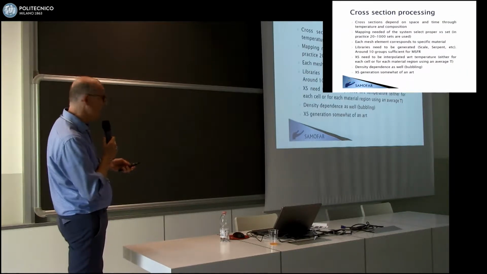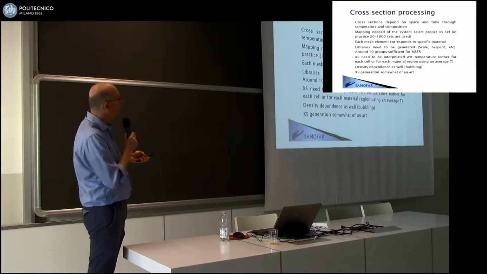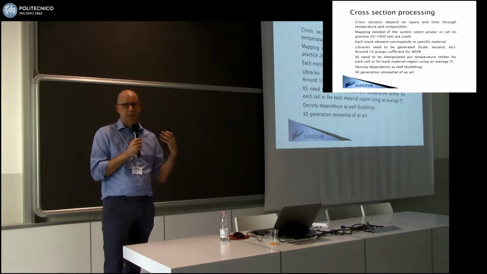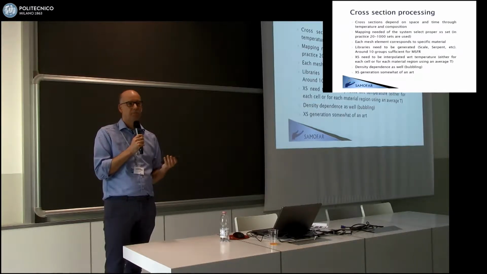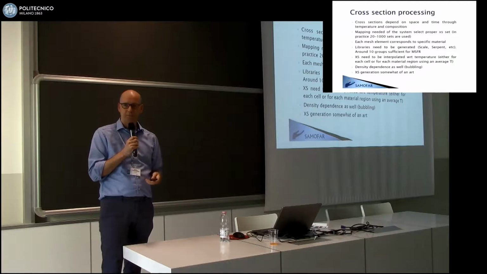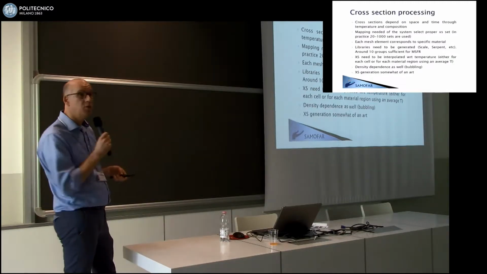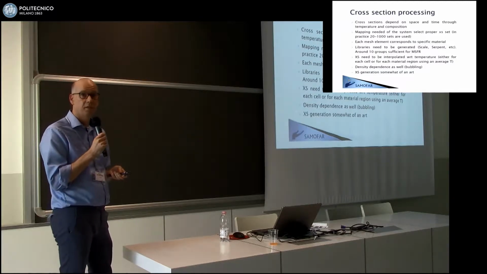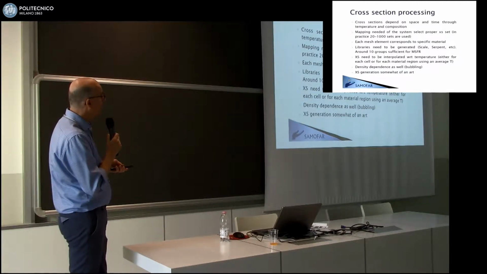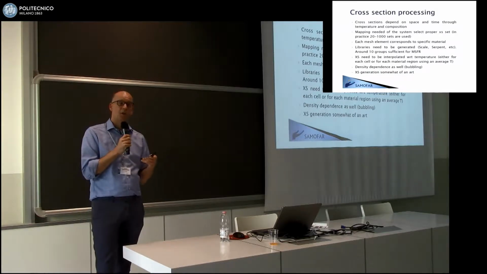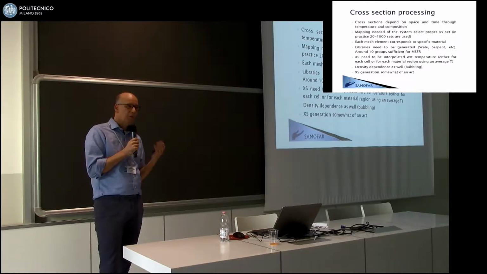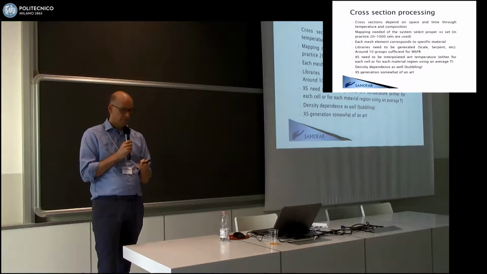Just going back, in general, I would say people use between something like 20 and maybe 1,000 regions. That would be more than sufficient to handle all the spatial dependence. So you have to deal with somewhere between 20 and 1,000 cross-section sets. These cross-section sets are usually pre-built. So you do your cross-section processing before you start, and you build cross-sections for a specific set of temperatures.